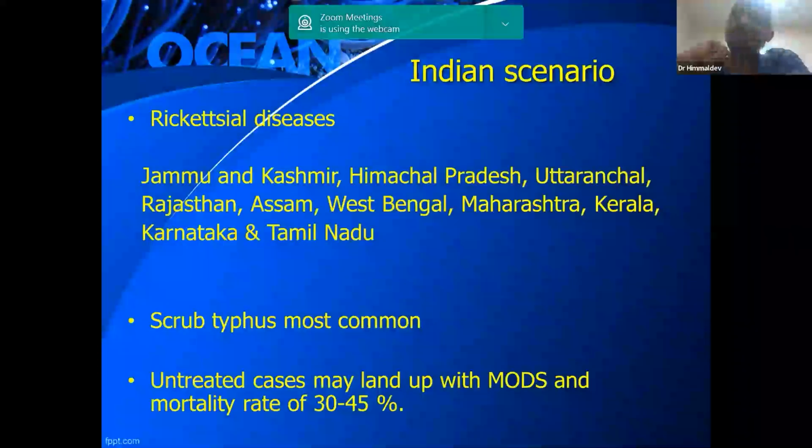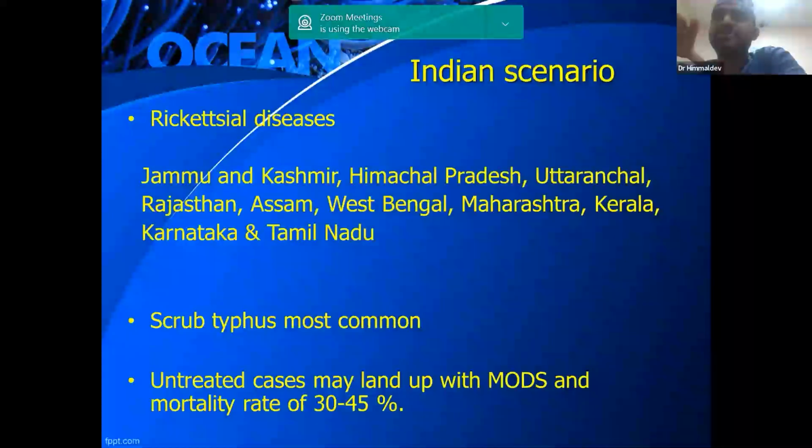Okay. A little bit of background on rickettsial disease. I told you it's an endemic disease. That's why it comes under the tropical infectious panel. It's endemic in certain states. You can look at Kerala, Karnataka, and Tamil Nadu.